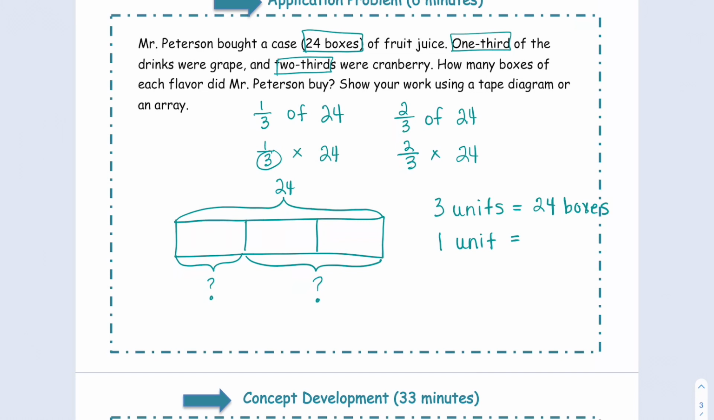So that would give me 8 boxes. So then if I have 8 boxes for each of these, that tells me that 1/3 would be 8 boxes, and then 2/3 would be 16 boxes. Okay, so that's what we're working on today. We're going to practice about 5 problems, and I'll try and go slowly for you.